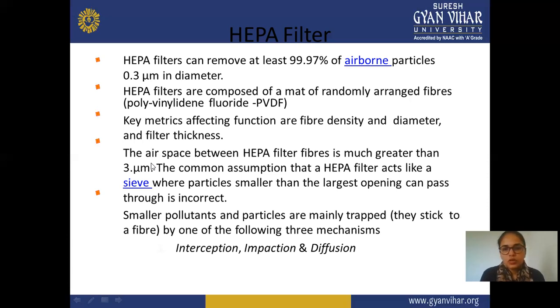Next, smaller pollutants and particles are mainly trapped. Smaller pollutant particles present in the air are trapped in the HEPA filter, and they stick to the fiber by one of the following three mechanisms: interception, impaction, and diffusion. These are the three mechanisms we observe in a HEPA filter, or the entrapment takes place by three mechanisms, that is interception, impaction, and diffusion.